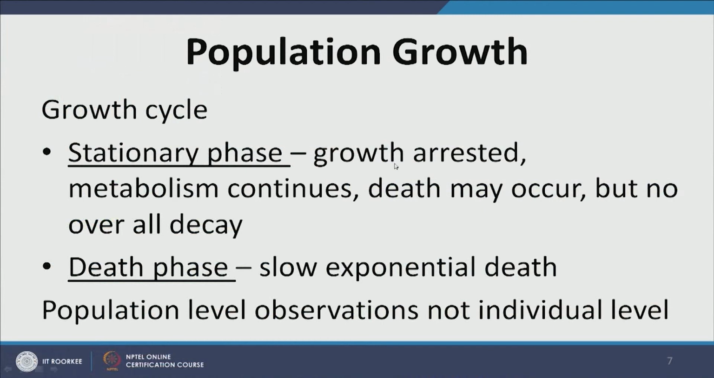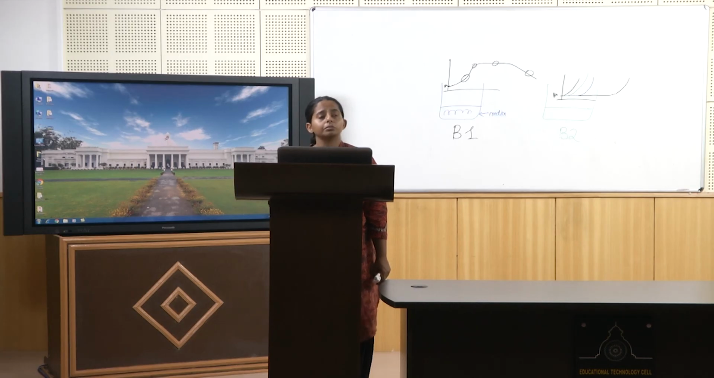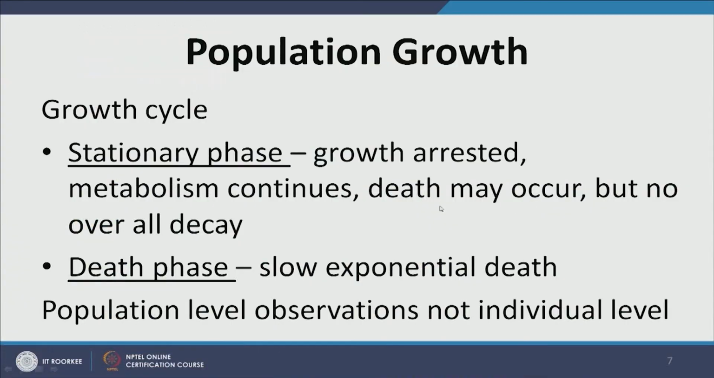This is where the growth has arrested, but the metabolism continues. So even though stationary phase shows that there is no net increase in the number of total cells, their catabolism and anabolism continue, which is basically breaking down food products to create energy, and then storing energy and creating mass. Death may occur, some cells might die, but there is no overall decay. So there is a difference between death and decay. Death is a negative term in the logistic model, while decay is when dN by dt becomes negative.